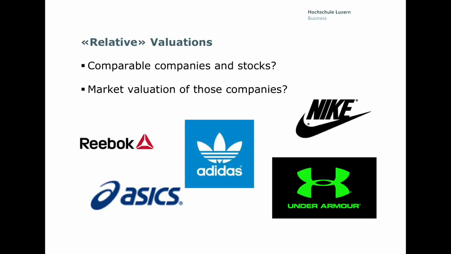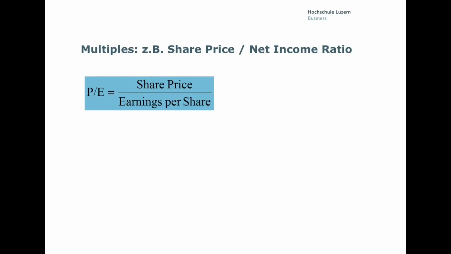A second approach to valuation is relative valuation. The idea of this method is to find comparable companies or stocks and to analyze how these firms are valued by the market. For Puma, relevant competitors are among others Nike, Under Armour, or Adidas. How can we now apply the method of relative valuation more concretely? One approach is to use multiples.